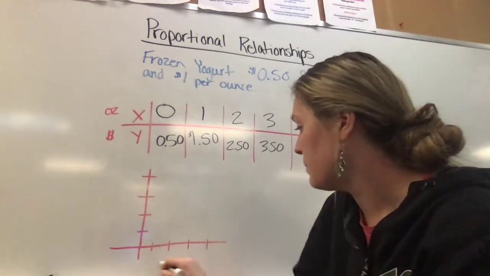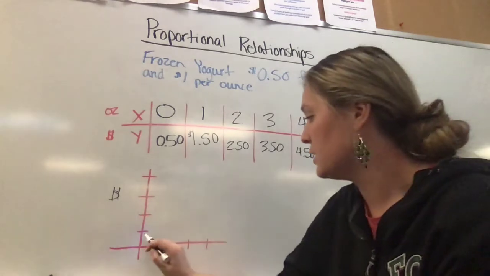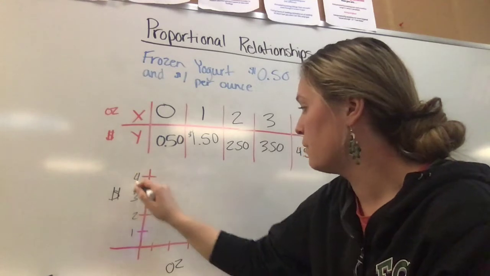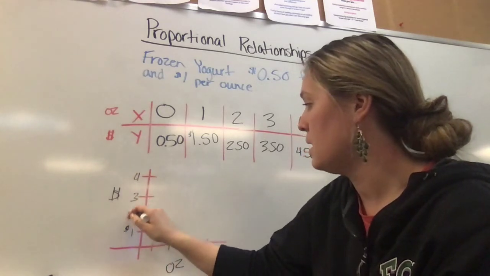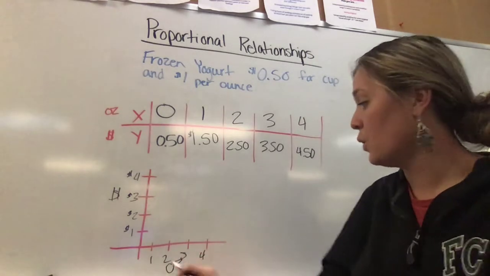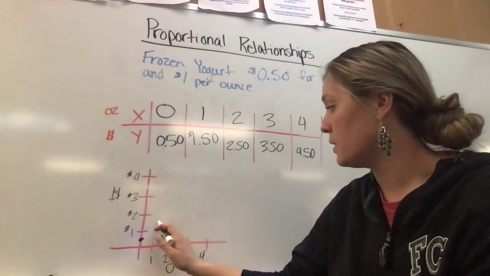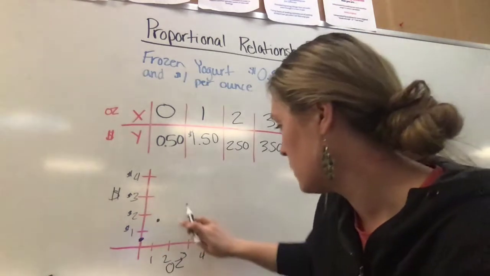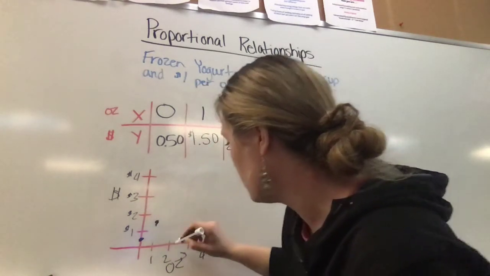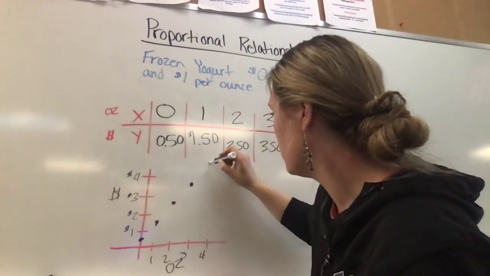So this is my ounces, and this is my money. So 0 ounces, let's say this is $1, $2, $3, $4. This is all money, and these are ounces. So 0 ounces, I've spent 50 cents on the cup. 1 ounce, I've spent $1.50. Oops. Move it over a little bit. 2 ounces, $2.50. 3 ounces, $3.50. 4 ounces would be about right here.